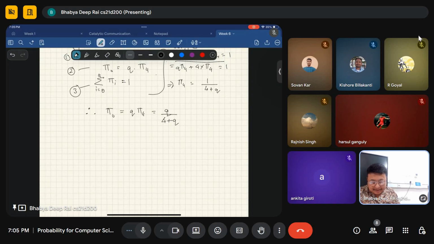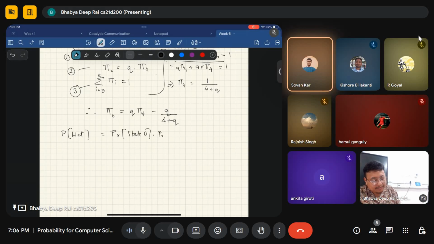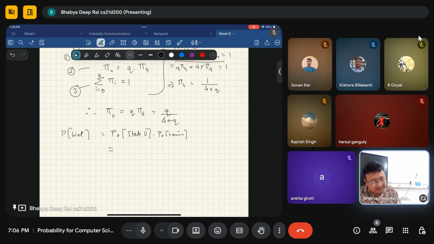Now, yes, so this is your answer, if it's p. But let's do a practical validation. Oh, sorry, this is not the final answer. The final answer, the probability of getting wet, is that you are at state 0, multiplied by p. That is the probability that you are at state 0 times the probability that it rains, which is equal to pi 0 times p, which is equal to qp divided by 4 plus q.